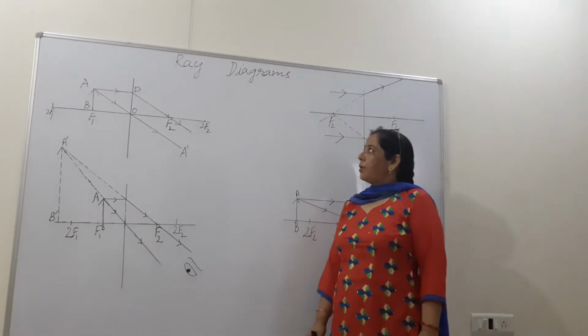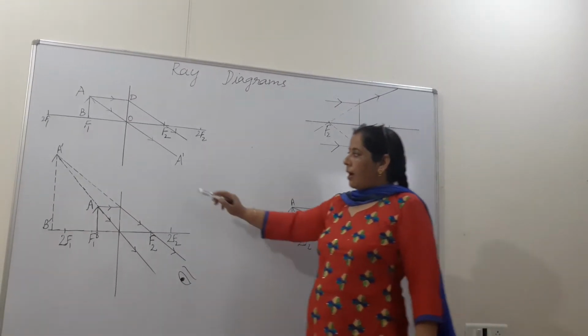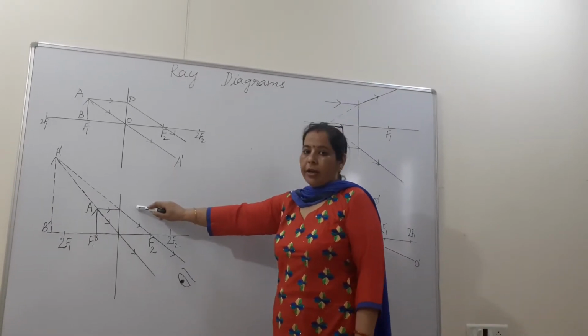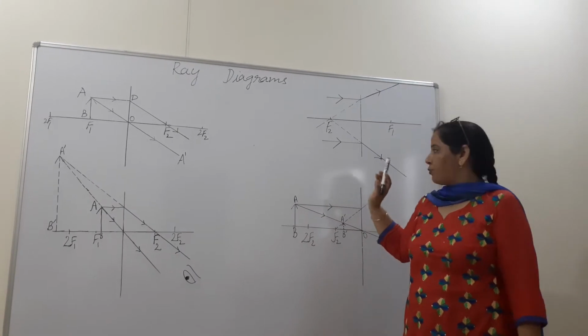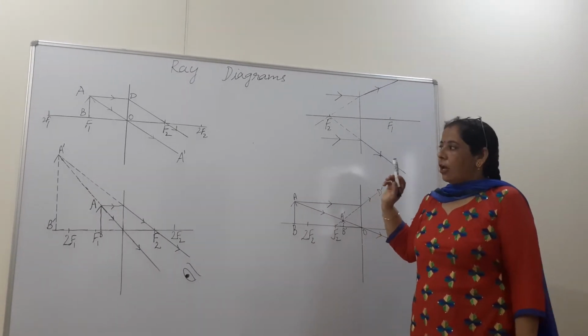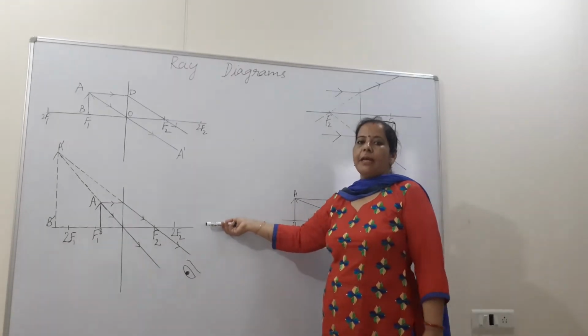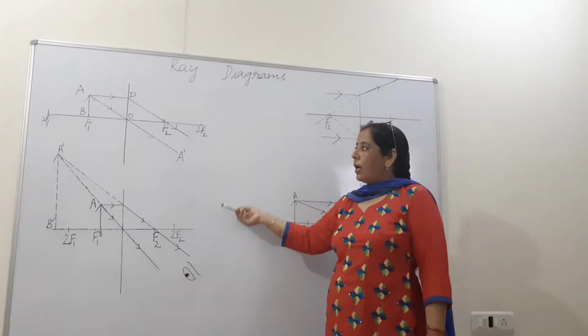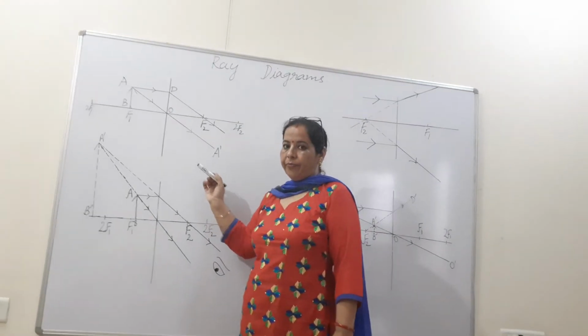Good morning students, today's topic is ray diagrams. There are 6 diagrams for a convex lens and, in the same way, the same number of diagrams for a concave lens. Now I will tell you the main diagrams. Otherwise, the steps I have already told you. Any diagram that comes in the paper, you can draw it.